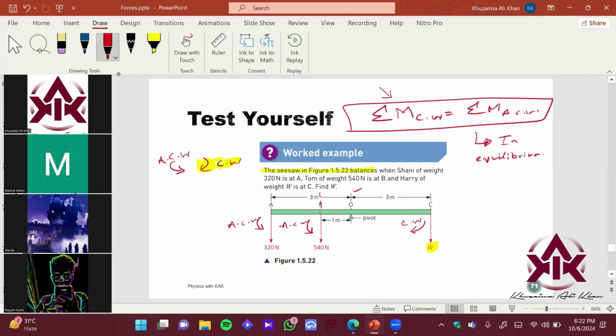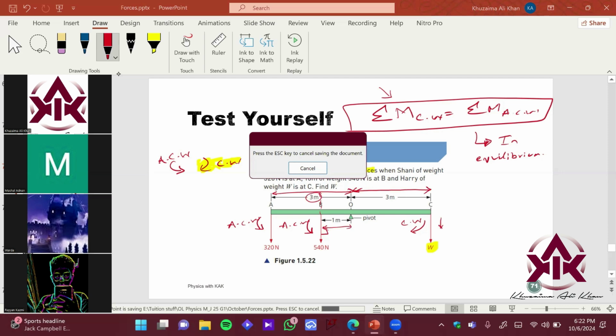For 540 newtons, the perpendicular distance is this one, which is given to you as 1, forming an angle of 90 degrees. For a force of 320 newtons, what is the distance which we will take? That is going to be this, from the force till the pivot, which is given to you as 3 meters. Similarly, for weight W, take the distance from the force till the pivot, which is again 3 meters. Now you have everything. Just put it into the formula and get your answer.